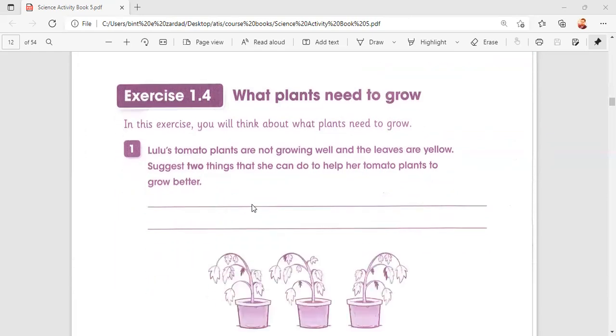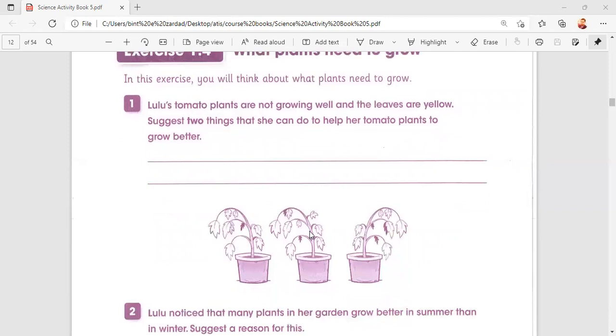In this exercise, you will think about what plants need to grow. Lulu's tomato plants are not growing well and the leaves are yellow. Suggest two things that she can do to help her tomato plants to grow better. So simple. She can water them. First of all, water is important, and she can put them in a sunny place.